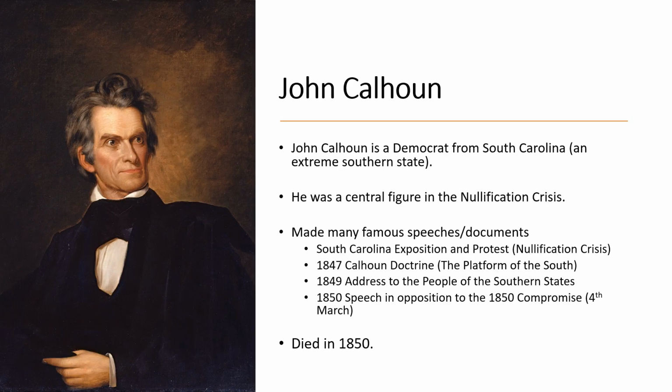On to another very famous individual in the America course. John Calhoun is a Democrat from South Carolina, a very famous extreme southern state. He's central in the nullification crisis, but he is quite prominent in the source section of the America exam because he did so many speeches and wrote so many works. And I've put a few examples of the works he does, and you can see the date runs from nullification crisis down to 1850, which is the year he dies. There is a speech that he writes in opposition to the compromise, but he won't actually say it because he is too ill.